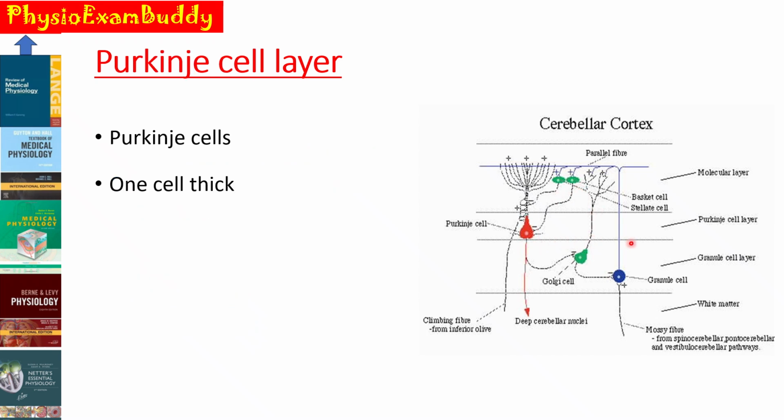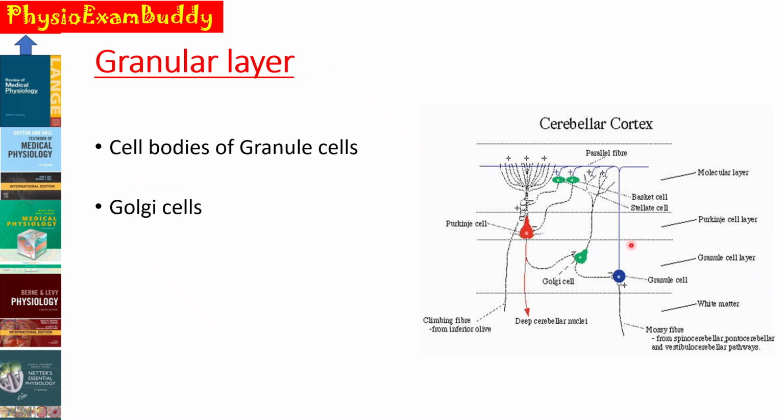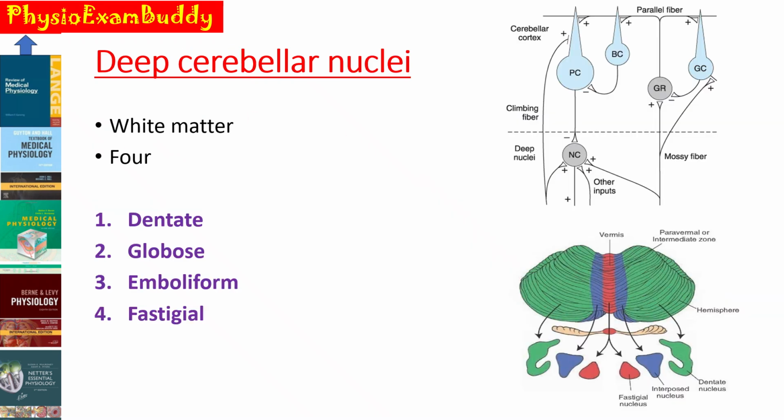Next, about the Purkinje cell layer. The main content is the Purkinje cell, this red shaded one. And one of the peculiarities of the Purkinje cell layer is that it is only one cell thick. Next is about the innermost layer, that is the granular layer. You can see the cell body of the granule cell is present in this layer and also the Golgi cell. So the granule cell as well as the Golgi cell form the constituents of this granular layer, which is the innermost layer of the gray matter.